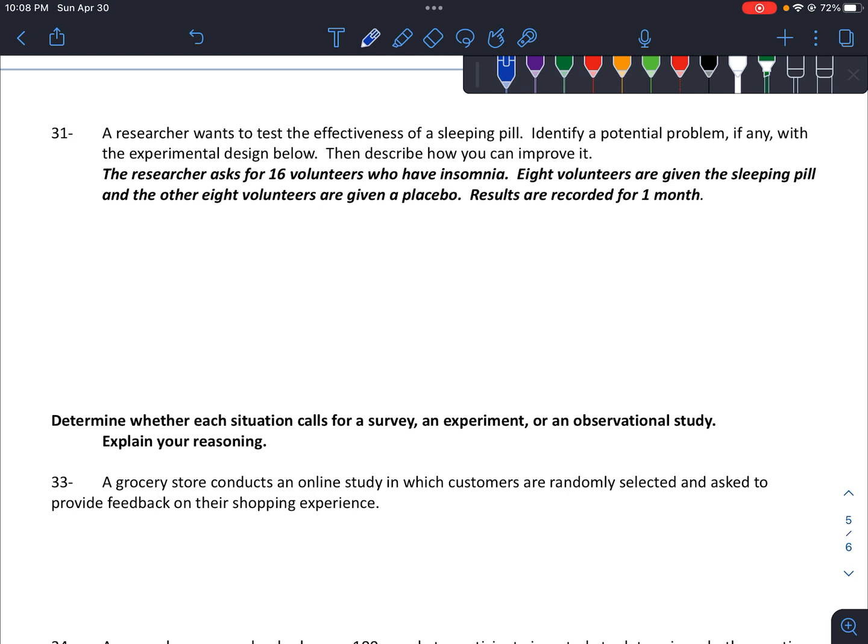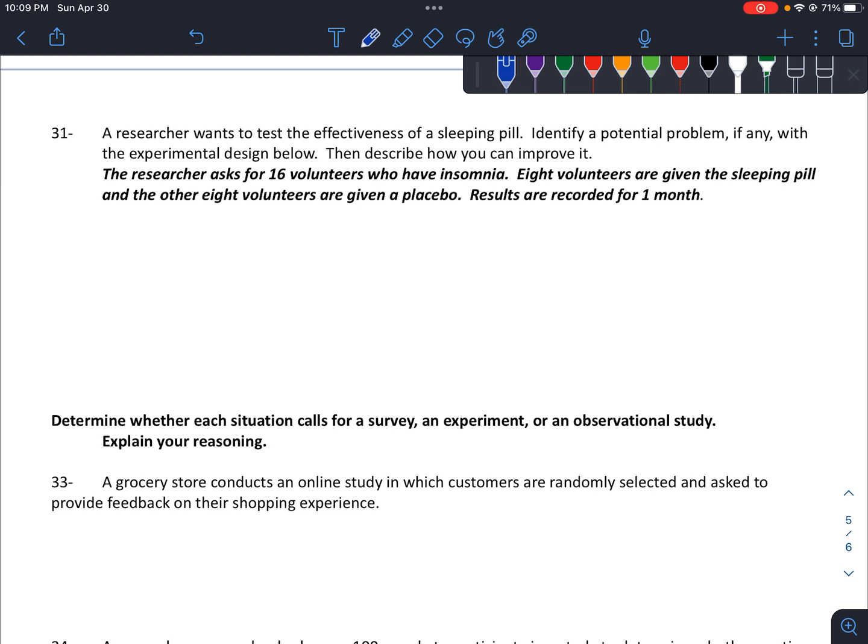31. A researcher wants to test the effectiveness of a sleeping pill. Identify a potential problem, if any, with the experimental design below, then describe how you can improve it. The researcher asked for 16 volunteers who have insomnia. 8 volunteers are given the sleeping pill, and the other 8 volunteers are given a placebo. Results are recorded for 1 month.